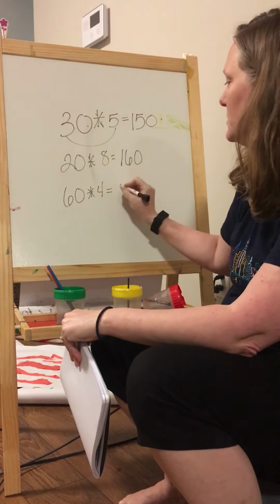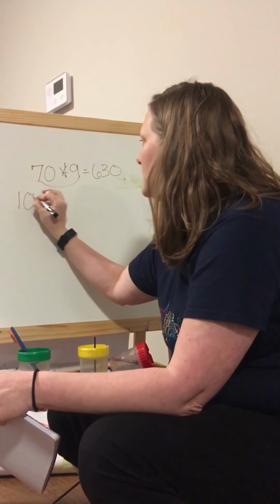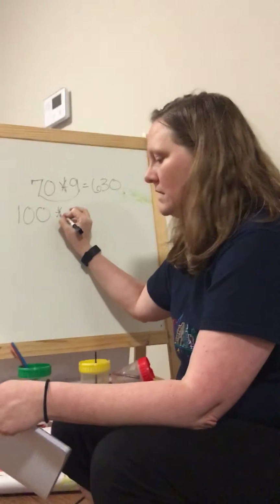The next couple are going to get a little harder. 70 times 9. 7 times 9, 63. And 1 zero. So I'm going to add some extra zeros in here. Be looking for those.